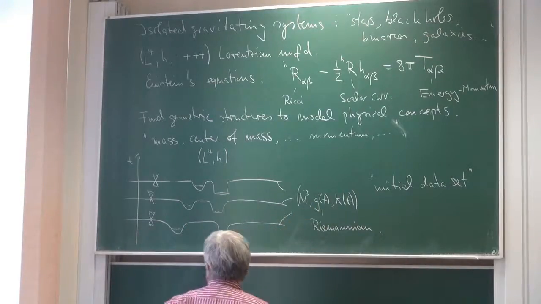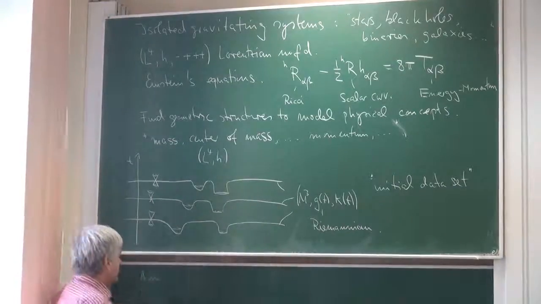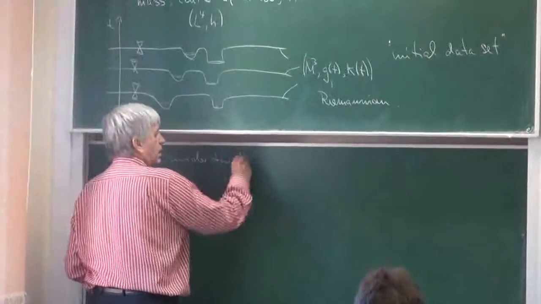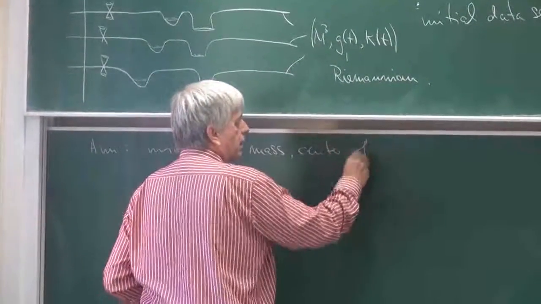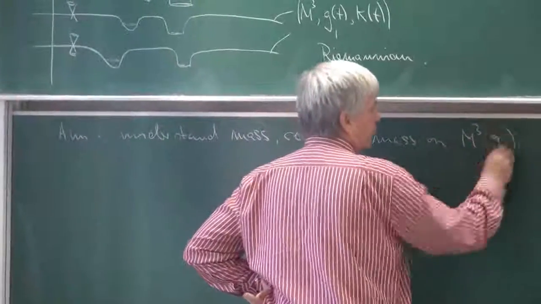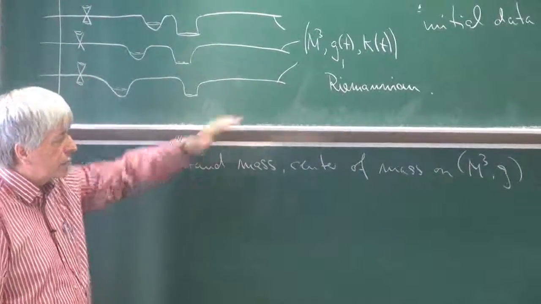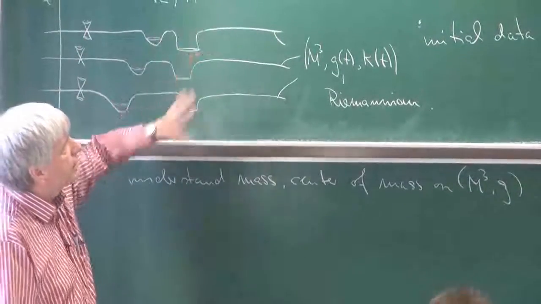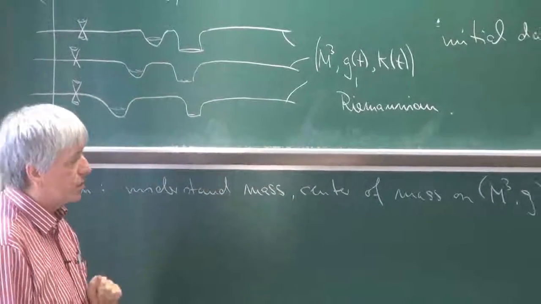So the aim, now slightly restricted: understand mass and center of mass on M3, G without using K. But I need to put some restriction, right? This cannot be just anything. It has to be something reasonable in terms of this physical setting. If I have no restriction, there's no hope I can do something.